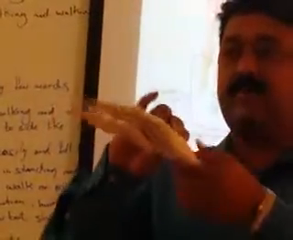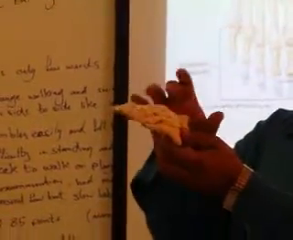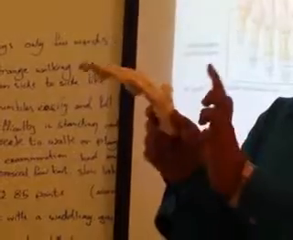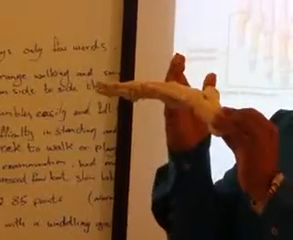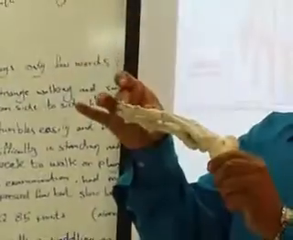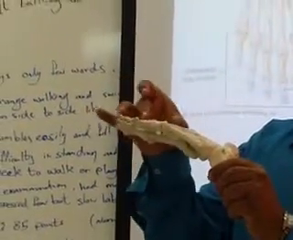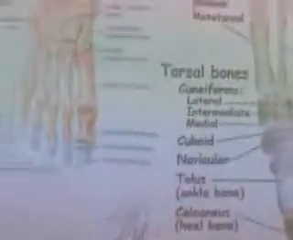See here, talus, calcaneus, and the navicular here, and the cuboid, and these 3 are the cuneiforms, medial, intermediate, and the lateral. And this is cuboid, navicular, talus, and calcaneus. These are the tarsal bones, and metatarsals and the phalanges. Is it clear? Yes.